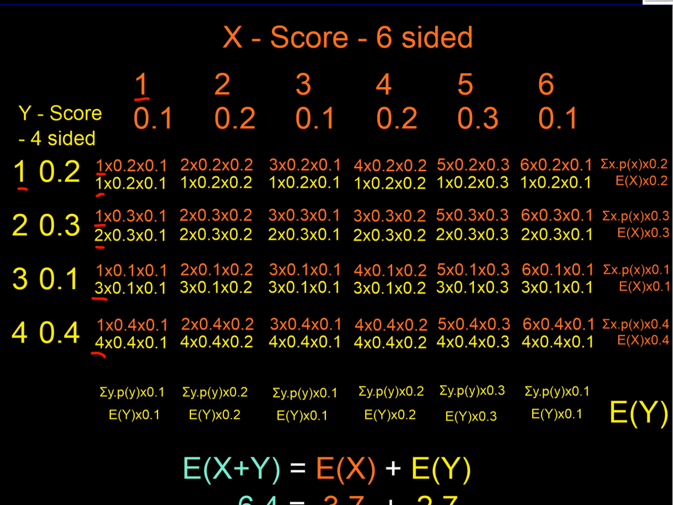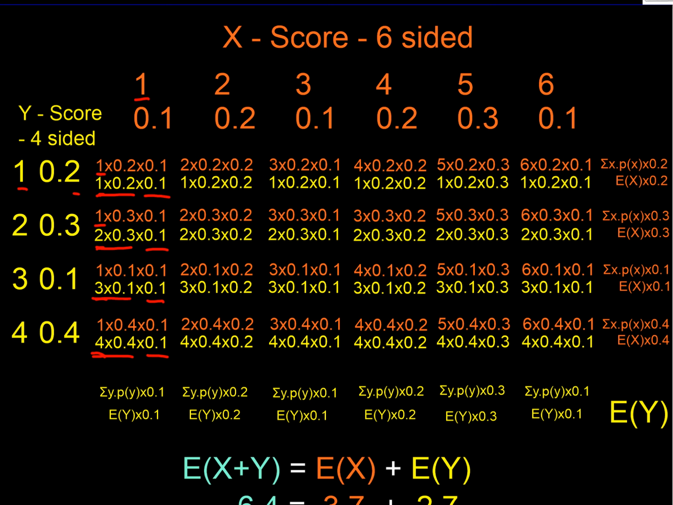Now, if we look down this column as well, we see, as we saw before, that we've got 0.1. Just look at these yellow numbers first. Each one of them has got a 0.1 on the end as the multiple, because that's the probability of getting a 1 on the six-sided dice. But if we look at the first 2 numbers multiplied together, here we've got 1 times 0.2, and here we've got 2 times 0.3. Here's 3 times 0.1 and 4 times 0.4.